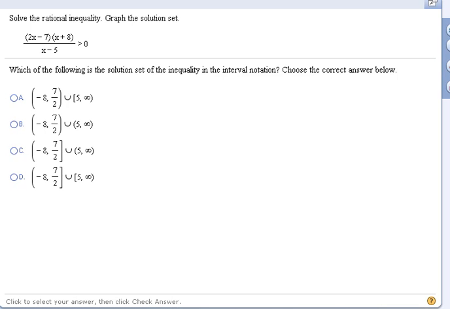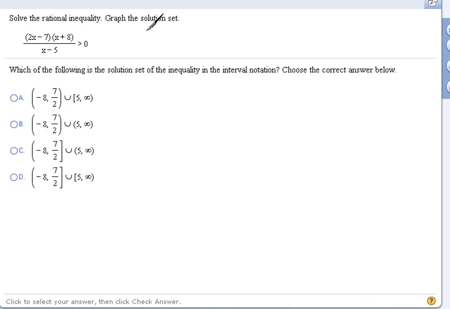Okay, for this problem, we have to solve the rational inequality and then graph the solution set. So let's make sure that our conditions are met. We have a single fraction that's compared to 0, so those conditions are met. Now, our numerator and our denominator are both fully factored, so those conditions are met.